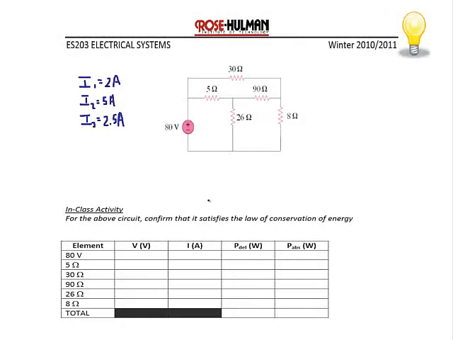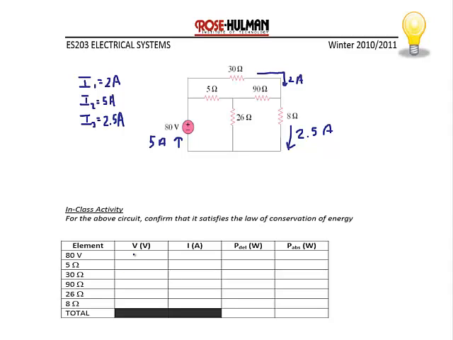So now let's use the mesh currents we found to confirm that this circuit obeys the law of conservation of energy. The first thing I'm going to do is to label the values we found on the circuit. So first, I1 was 2 amps, so I'll put I1 here. I2 was 5 amps, so I'll put the 5 amps here. And I3 was 2.5 amps, I'll put the 2.5 amps here.